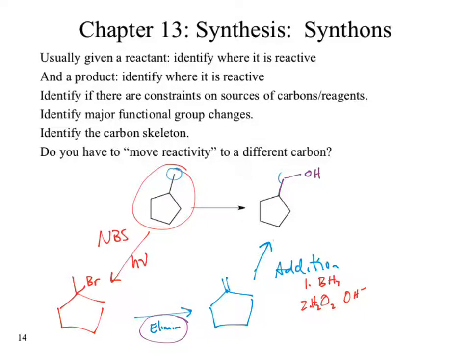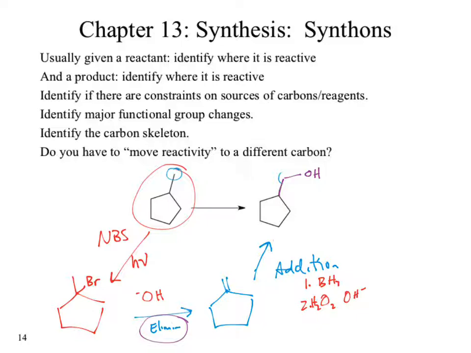Strong base. Hydroxide. Hydroxide will actually do an elimination. It won't do a substitution. Why won't it do a substitution? This is a strong base or nucleophile attacking a tertiary substrate. The tertiary substrate doesn't run under SN2 conditions. So I actually won't get substitution. I will get the elimination.